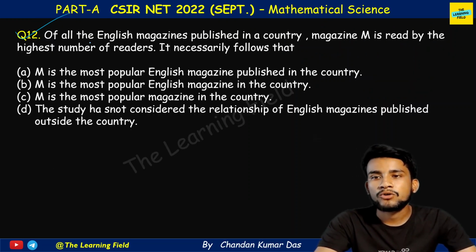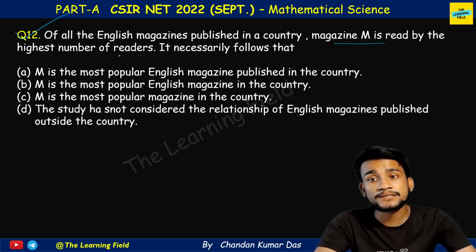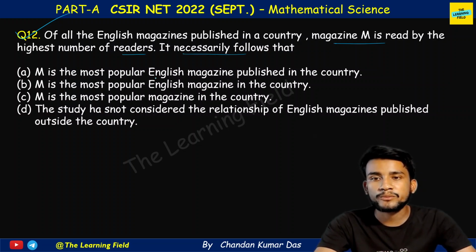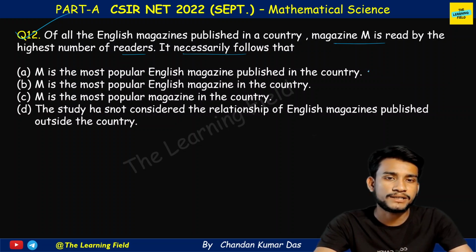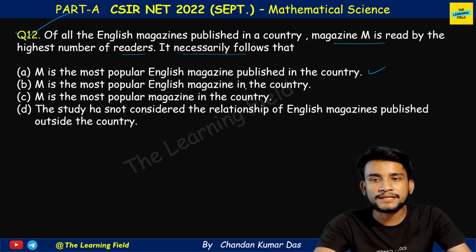It says that of all the English magazines published in a country, magazine M is read by the highest number of readers. It necessarily follows that M is the most popular English magazine published in the country. Yes, this may be possible. M is the most popular English magazine in the country.